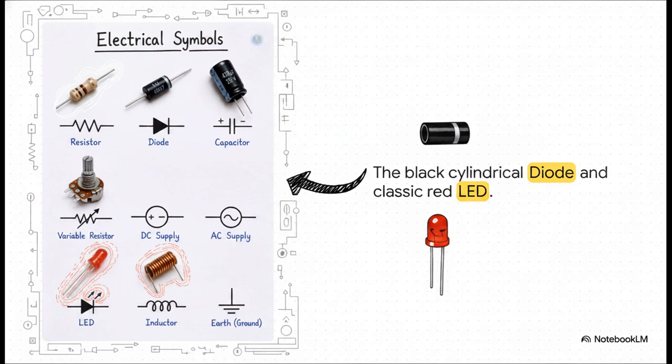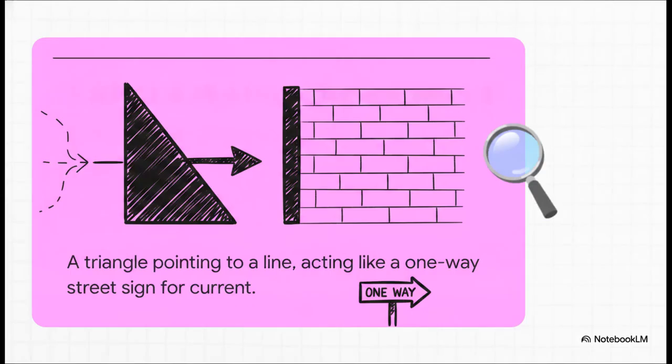Right sitting beneath it is something you've probably seen a million times in your life, the classic red LED, or light-emitting diode. It's that familiar, translucent red plastic bulb with the 2 metal legs protruding out. The exact thing that tells you your TV is on standby. What's absolutely fascinating to me here is how the diode symbol acts like a literal play button for electricity.